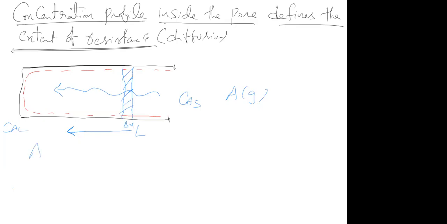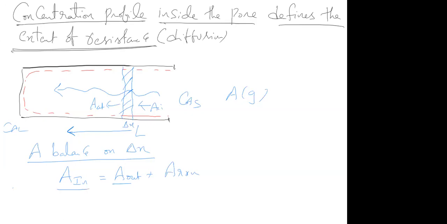What is a balance? A balance on delta X. How do you write a balance on delta X? A in is equal to A out plus A reaction. What is A in? It is the diffusion of the molecules. A is entering like this, A is out like this. A in is equal to A out plus A reaction. Is the diffusion over the entire area or only on the surface?